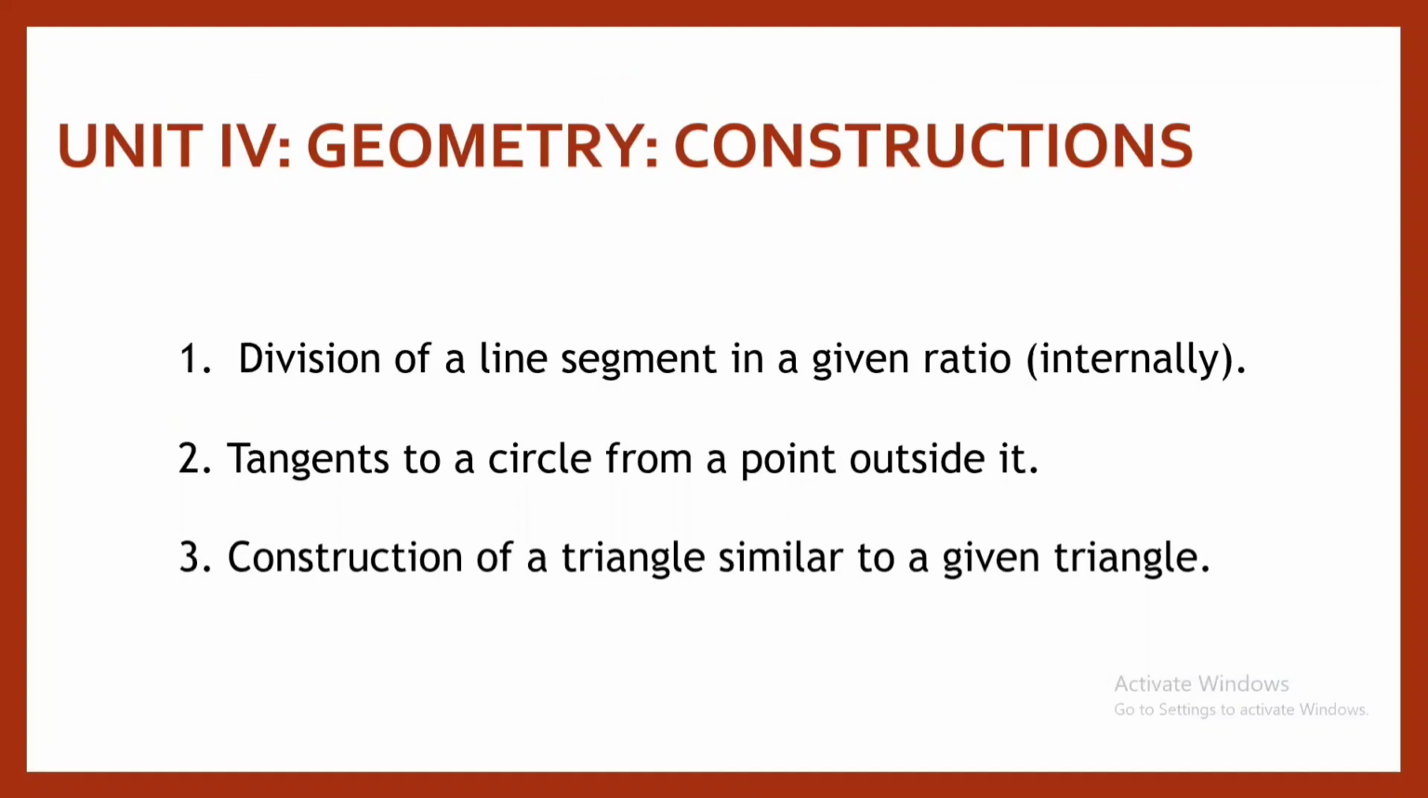Geometry had the chapter of constructions also. There are 3 chapters in the geometry unit. Number 1, triangles. Number 2, circles. And number 3 is the constructions. Now, constructions had 3 basic parts. 1, division of a line segment in a given ratio. And then the tangents to a circle from a point outside it. And the construction of a triangle similar to a given triangle.